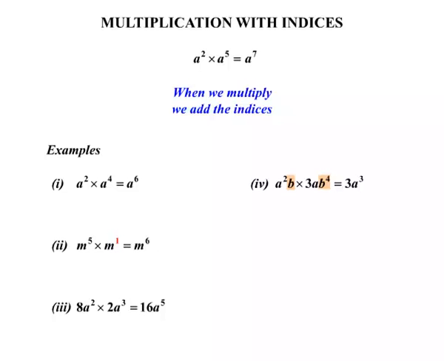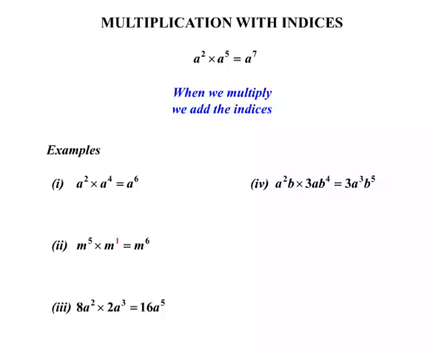Now that b times b to the 4. The b by itself, again, is b to the 1. So the 1 and the 4 add to 5. So we get b to the power of 5. So our answer there is 3a cubed b to the power of 5.